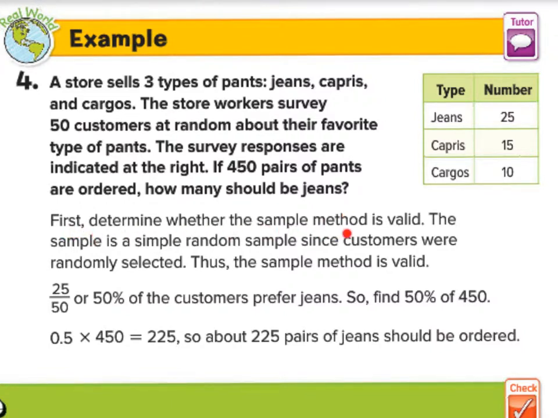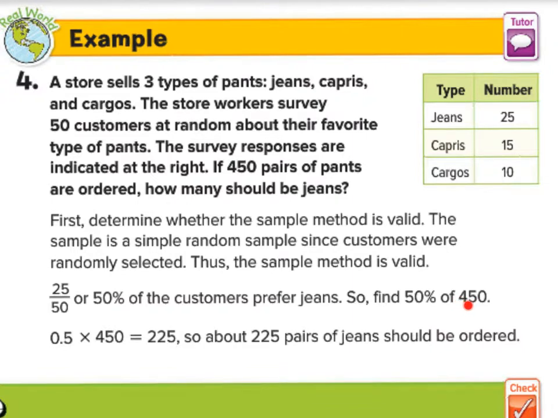So first, determine whether the method is valid. The sample is a simple random sample since customers were randomly selected as they came in. Thus, the sample method is valid. Yes. 25 out of 50, or 50% of the customers prefer jeans. So find 50% of 450.